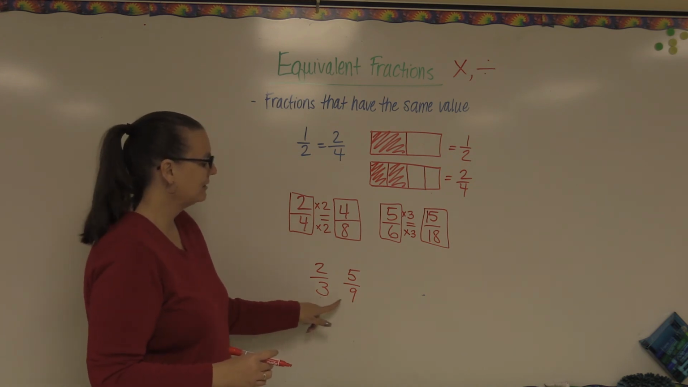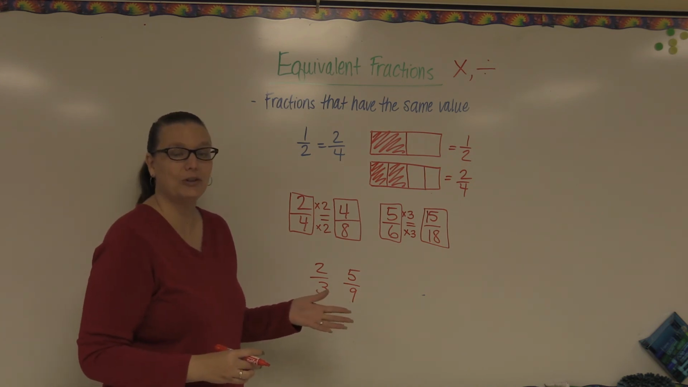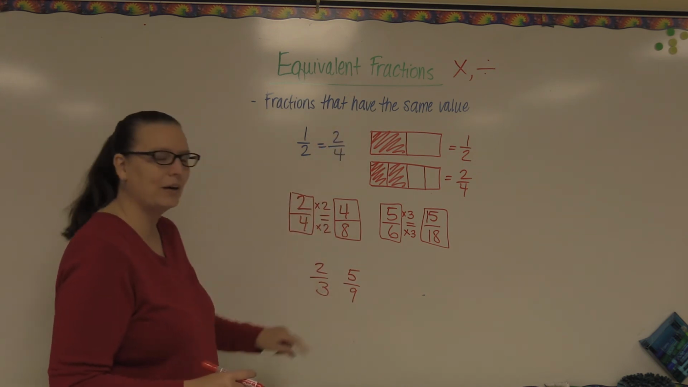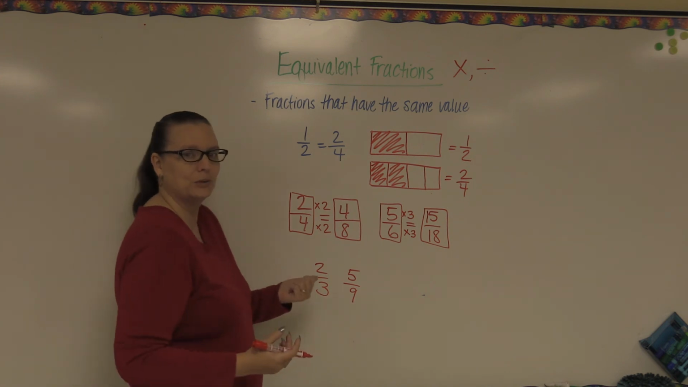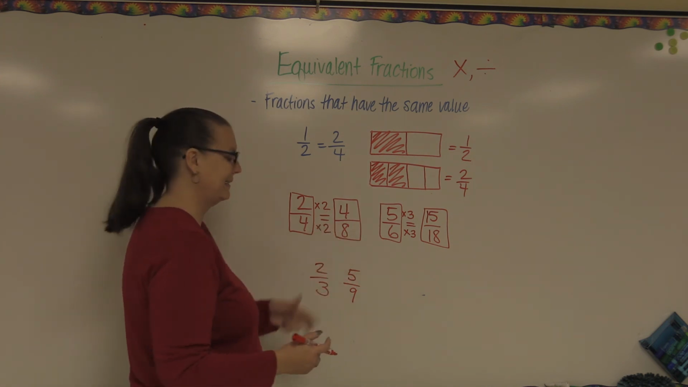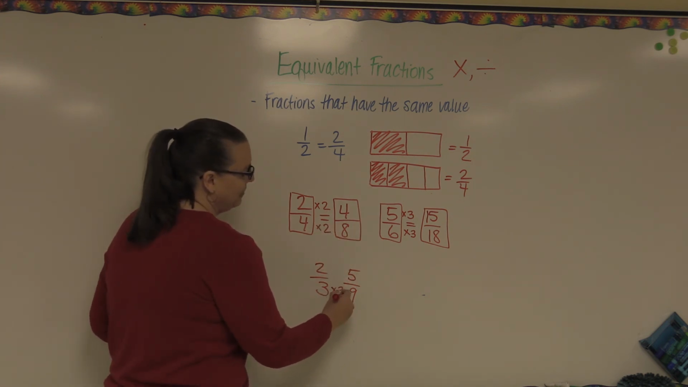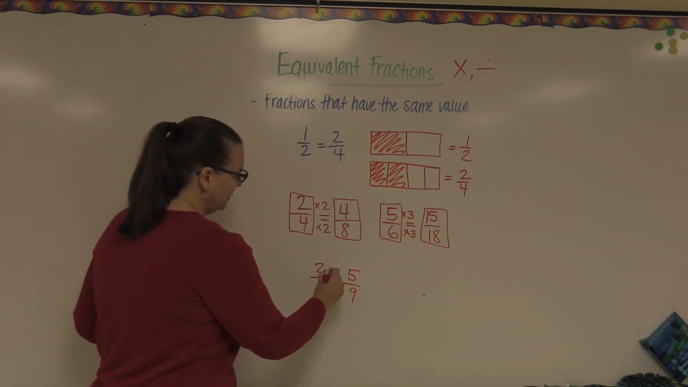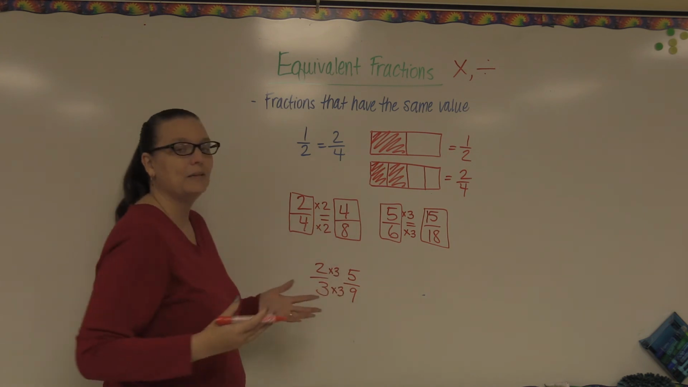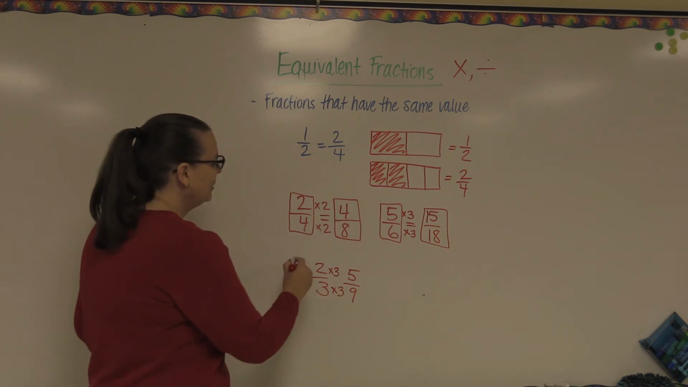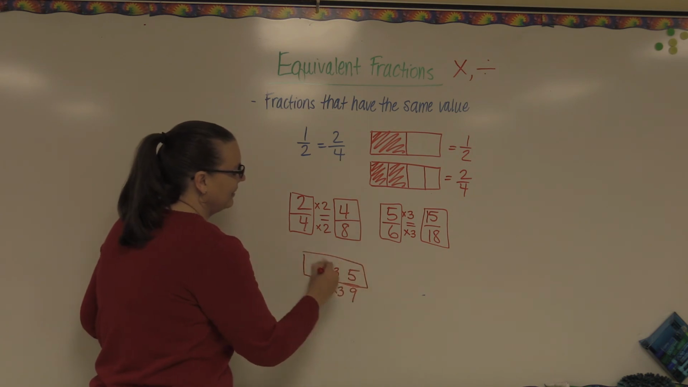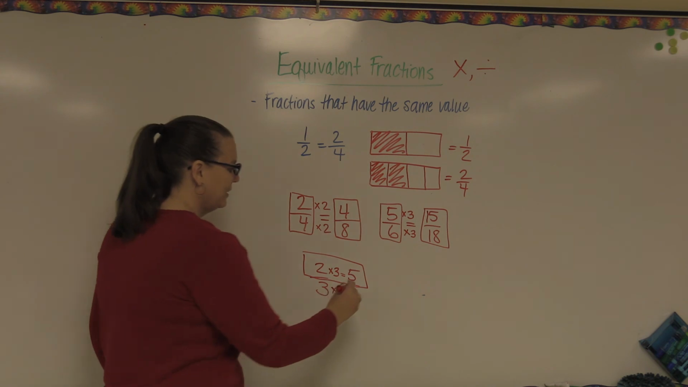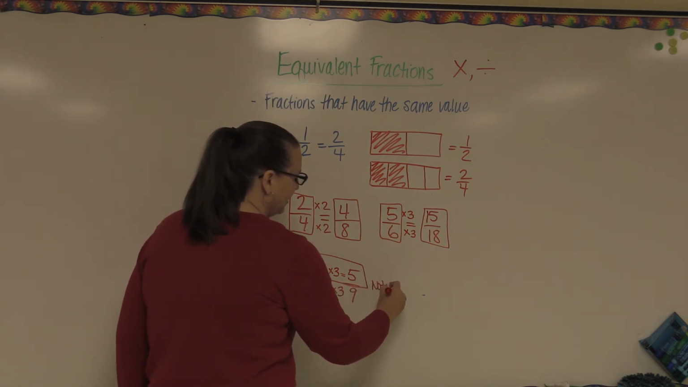Now, this 3 is turning into a 9, which means it's increasing. That means we have to be multiplying. What did we multiply 3 by to get 9? Well, let's count multiples. 3, 6, 9. Just so happens we multiplied it by 3. Now, whatever we do to the denominator, we have to do to the numerator. So I'm going to multiply the top by 3. This is where you guys have to check. Look at this math problem right here. Is 2 times 3 equal to 5? No. So we know that these are not equivalent.